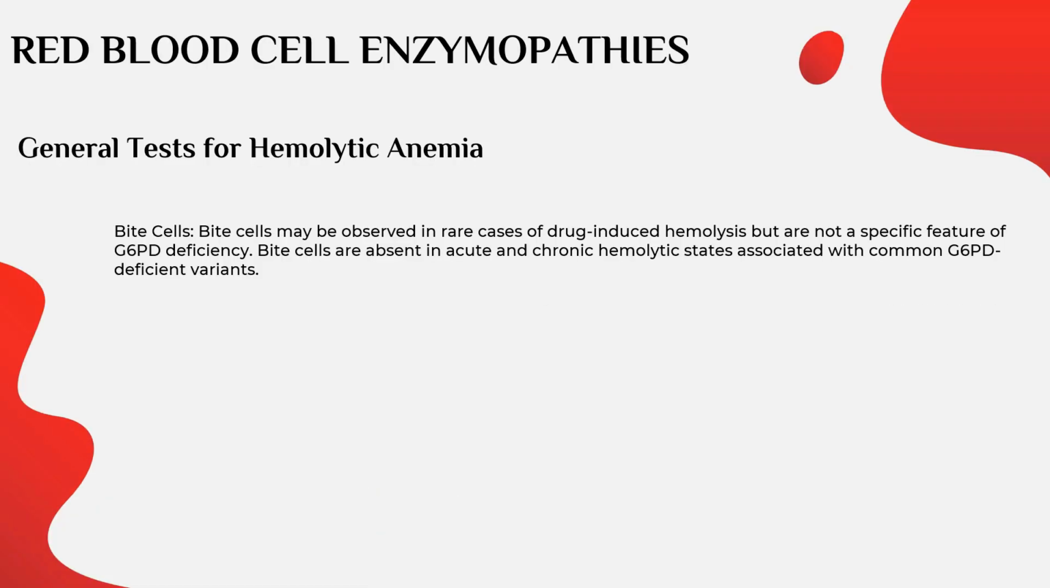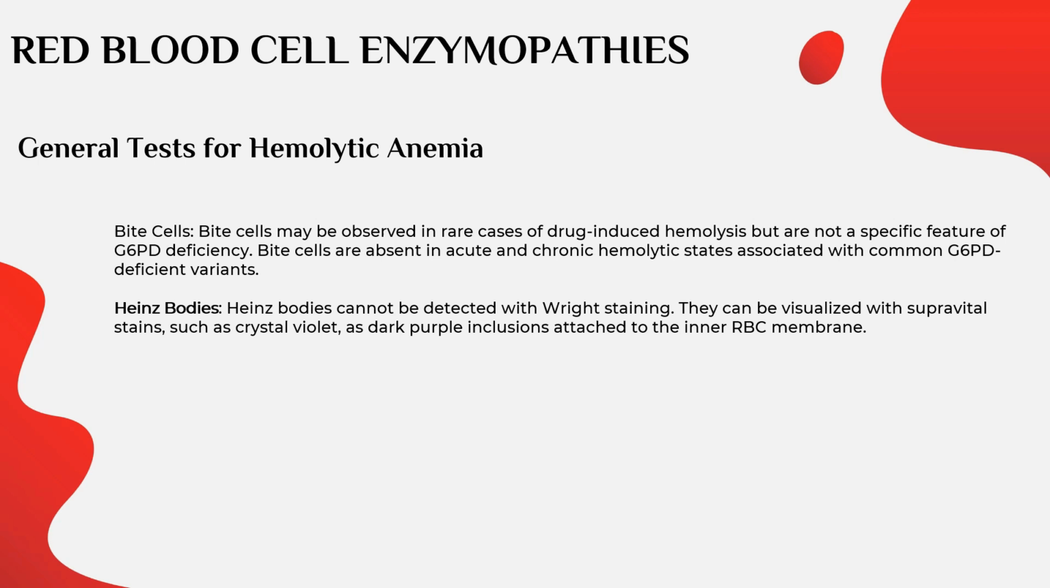Bite cells may be observed in rare cases of drug-induced hemolysis but are not a specific feature of G6PD deficiency. Bite cells are absent in acute and chronic hemolytic states associated with common G6PD deficient variants. Heinz bodies cannot be detected with Wright staining. They can be visualized with supravital stains, such as crystal violet, as dark purple inclusions attached to the inner RBC membrane. The reticulocyte count is increased and may reach 30% of RBCs.